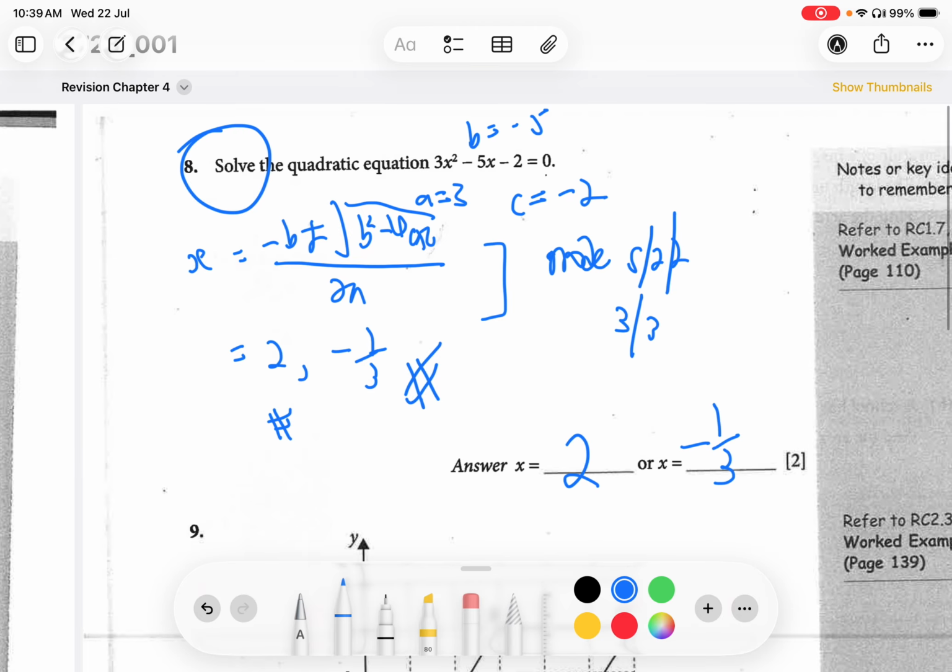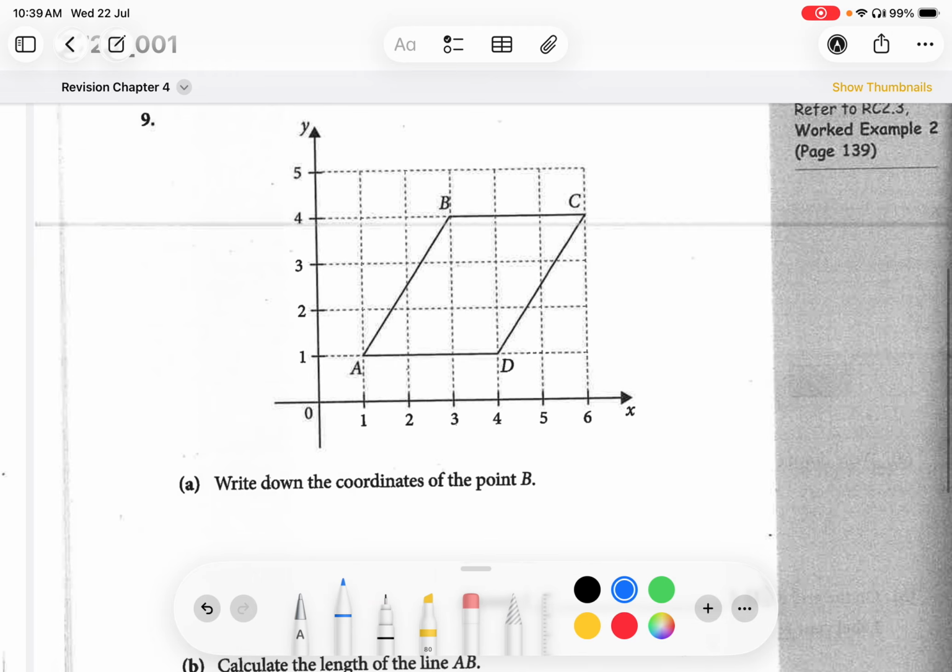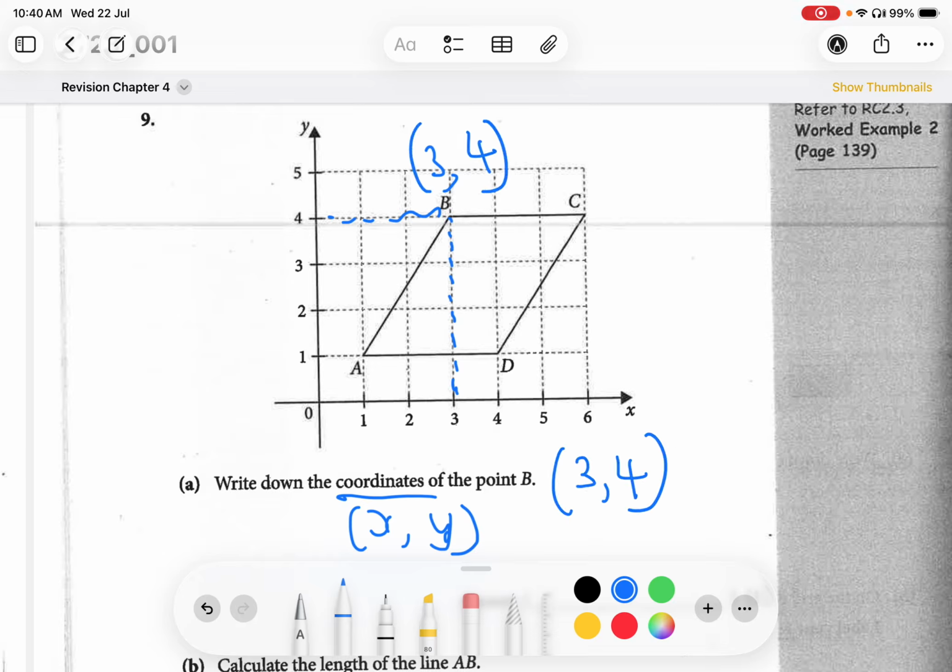Okay, the next one, find out the coordinate of B. Coordinates is x first, then y. X first, then y. So B is here, my x is 3, my y is 4. So the coordinate of B is 3, 4. That's my answer.